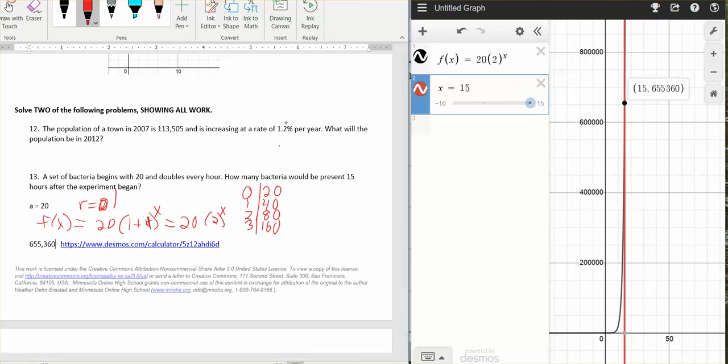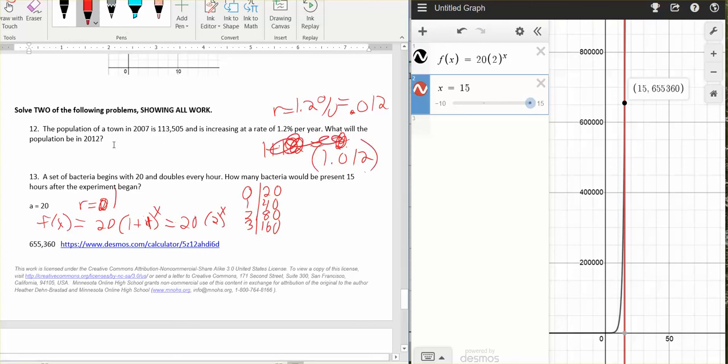So the other ones, I think this one, your rate is 1.2%. So when you add 1 plus 1.2, oh wait, that's 1.2%. So as a decimal, that's 0.012. So when you add 1 to that, you'll get 1.012. You'll use that inside the parentheses.